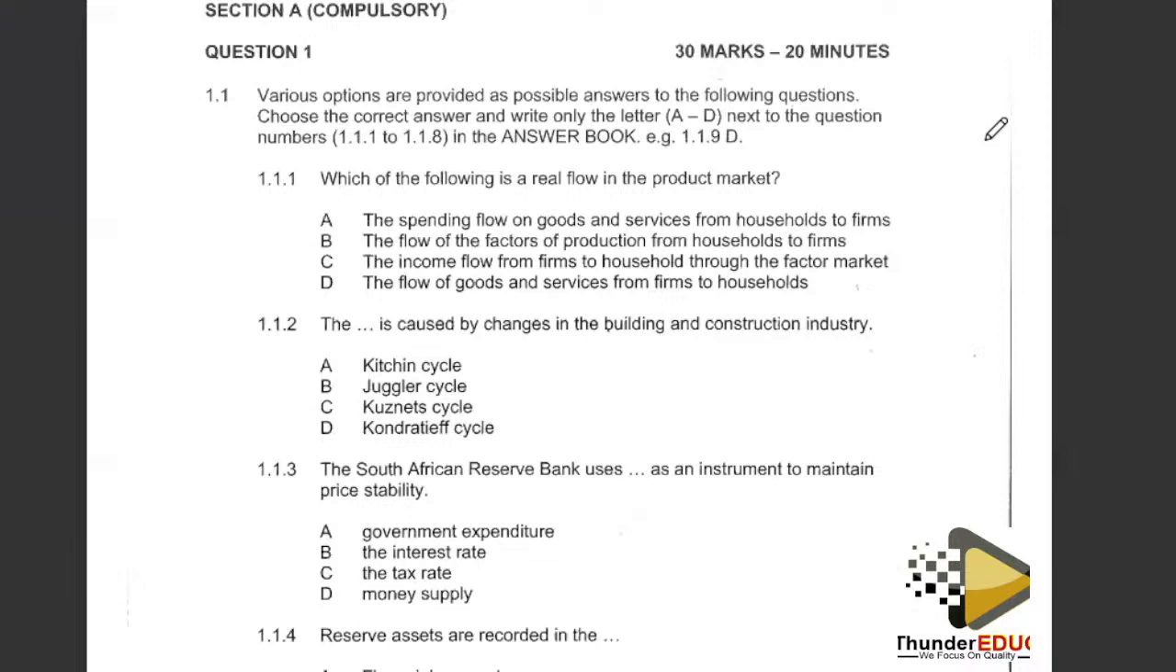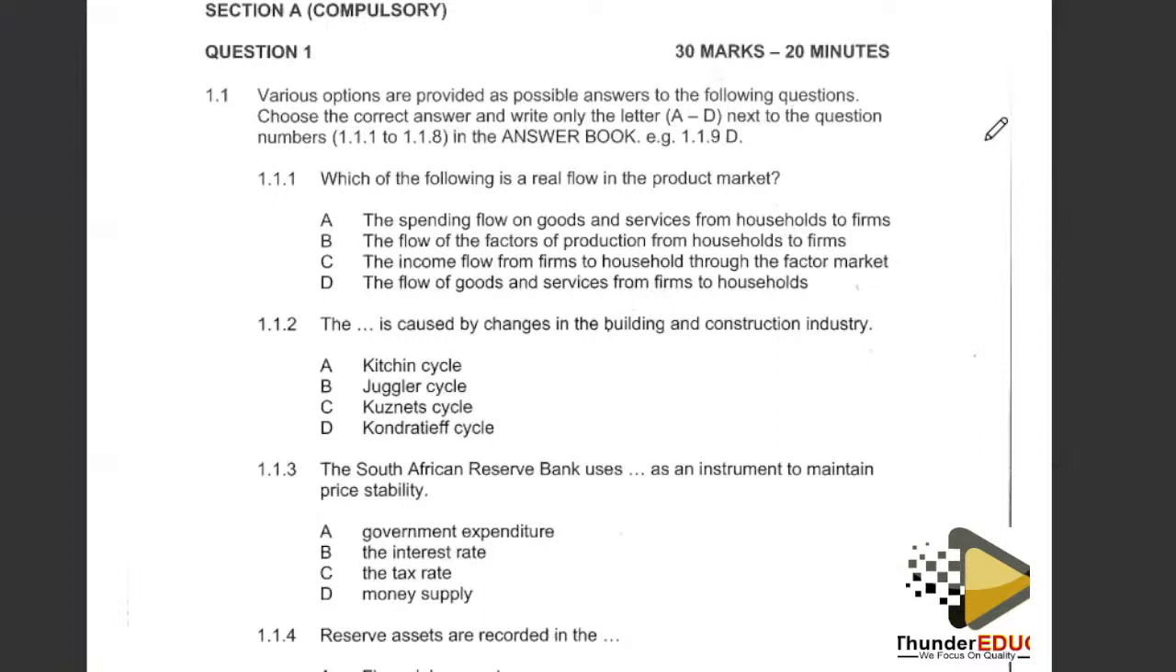Okay, right. So now question one, in particular 1.1, reads as follows. Various options are provided as possible answers to the following questions. Choose the correct answer and write only the letter. In a bracket, you have been shown an example: you will be given options A, B, C, up to D. You are given an example on how to answer this section in a perfect manner.